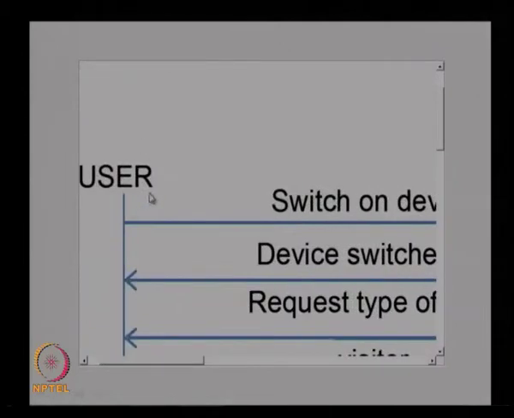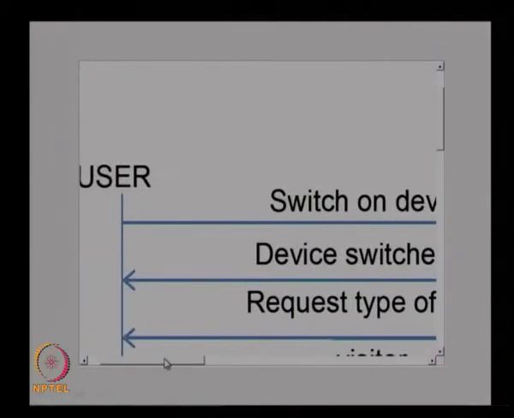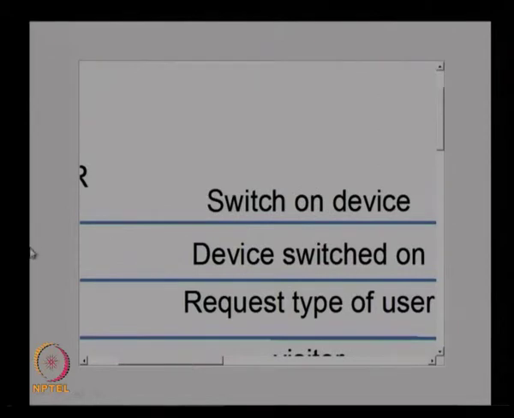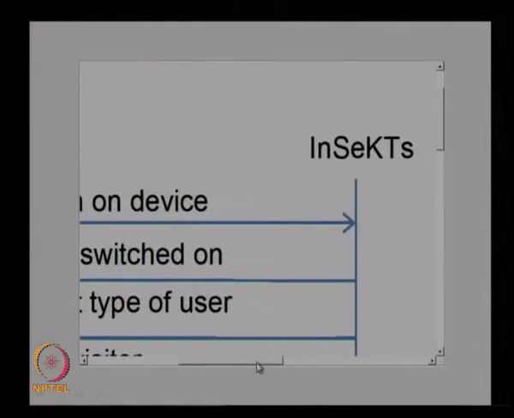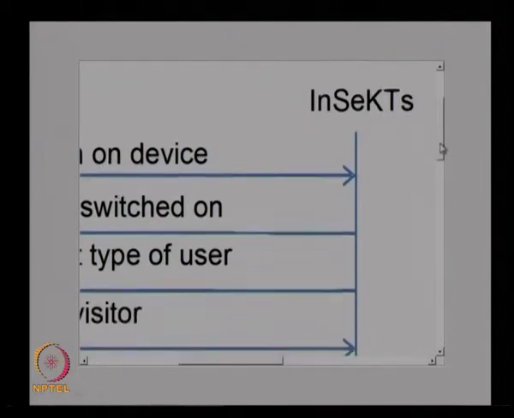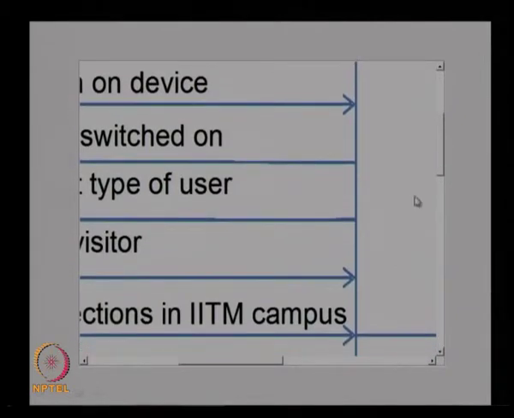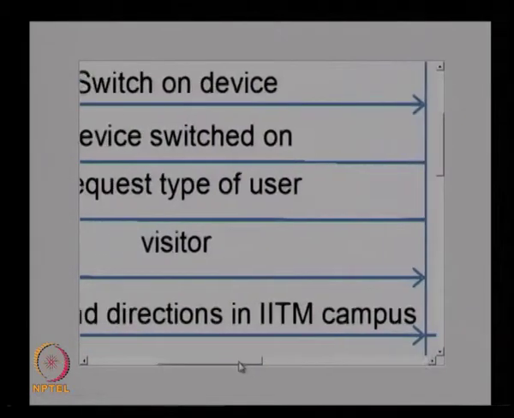The user will switch on the device, and then we will get information that the device is switched on. This is an input to the insect, and this is an output from the insect. You can see this is an output and this is an input. Like this we can look at all the activities we explained in the previous scenarios, and identify what kind of input is coming and what kind of output is going.